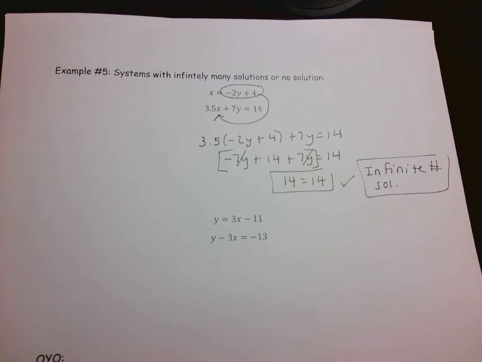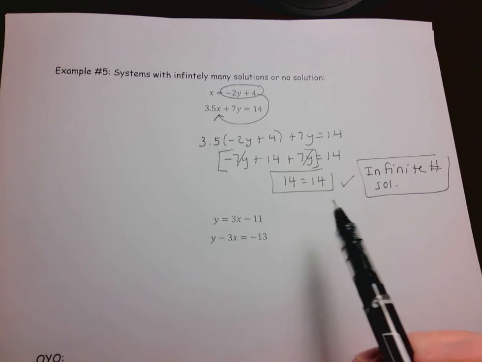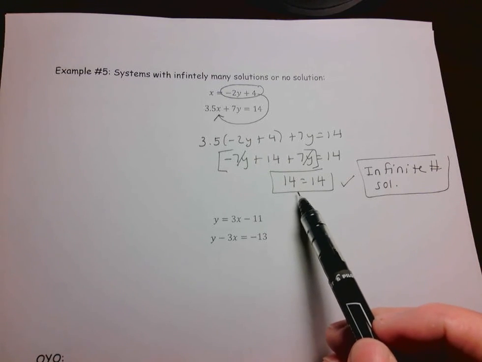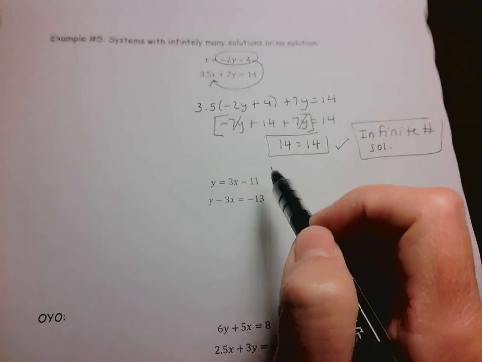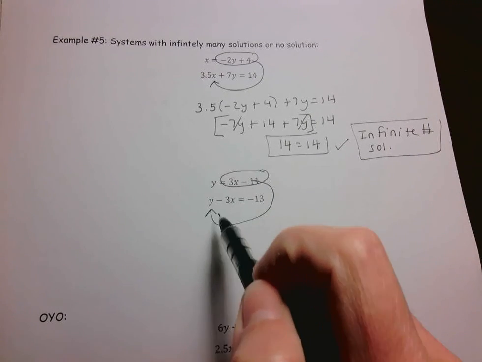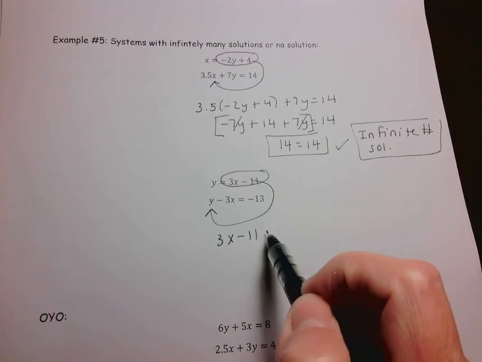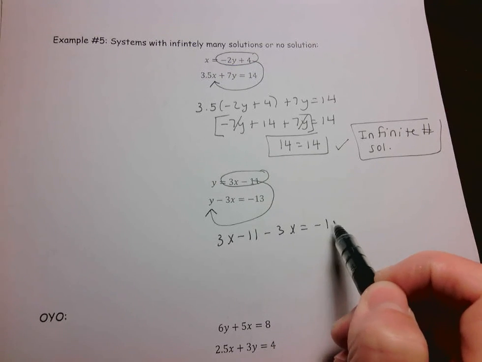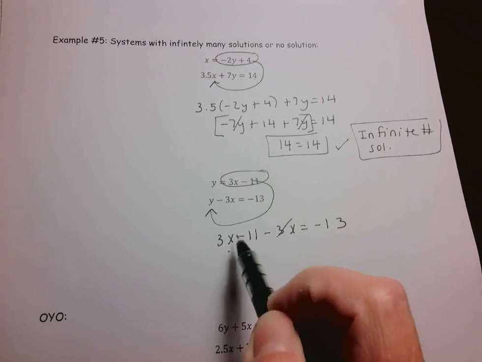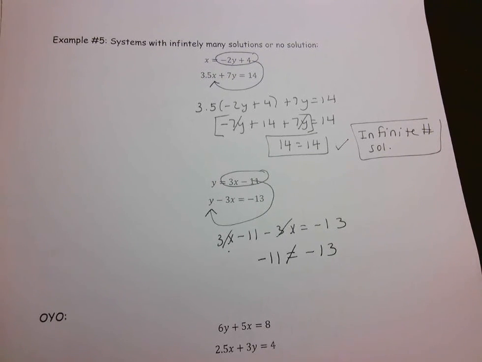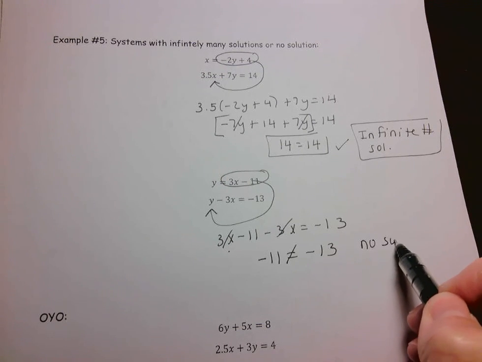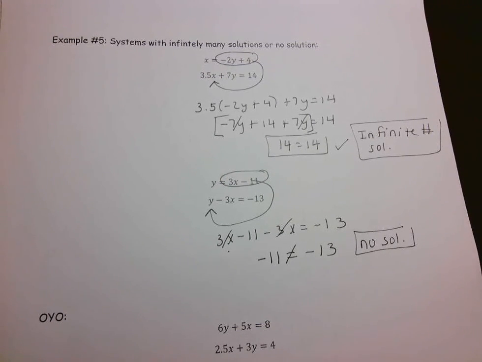So whenever your variable disappears, you either have an infinite number of solutions or no solutions. And if ever you're left with something that works out, like 14 equals 14, that means it's the same line. There's an infinite number of solutions. But now look at this next one. I'm going to plug this in for y and I'm going to solve. Okay, I have 3x minus 3x, so what am I left with? All right, that does not work out. And so what does that mean? No solution. These are parallel lines that will never intersect.